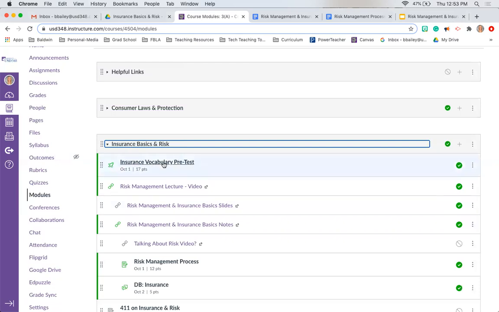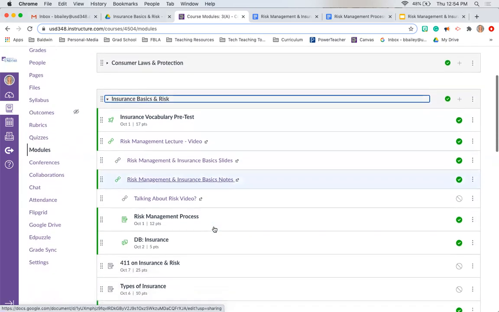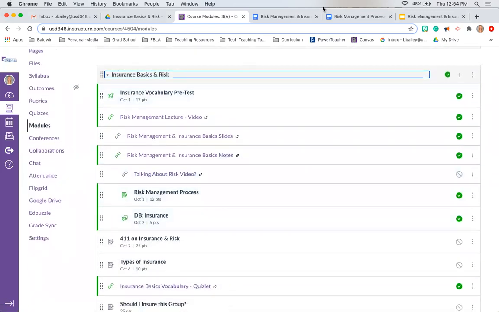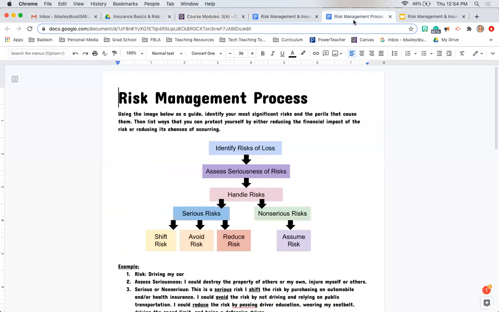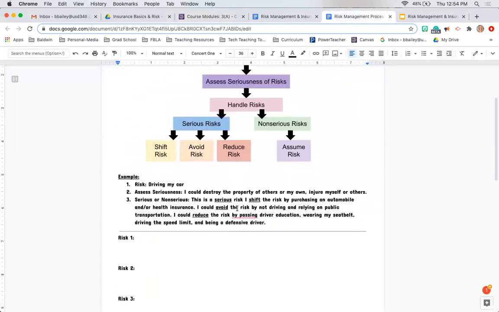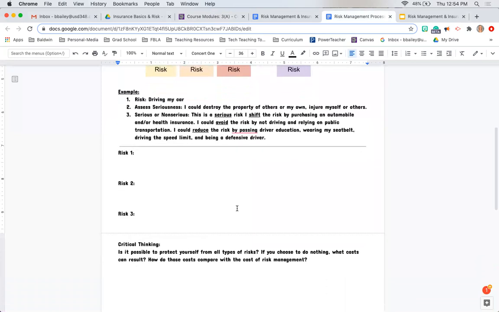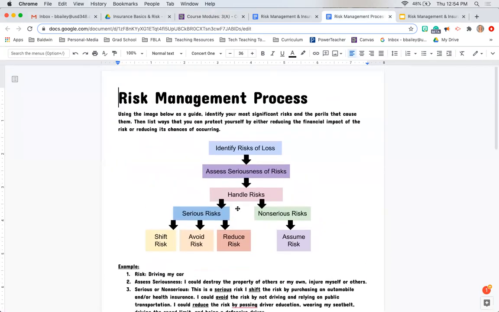All right, insurance basics. You should have already taken the insurance vocabulary pre-test last class, watched the risk management lecture. I have published the slides and there are the notes. That way, in case you missed something, you can go back and look at the slides. Then you were to do a risk management process, so identifying 3 risks in your life and then answering a critical thinking question. That's what you should have accomplished in last class. So hopefully you did that and got that turned in.